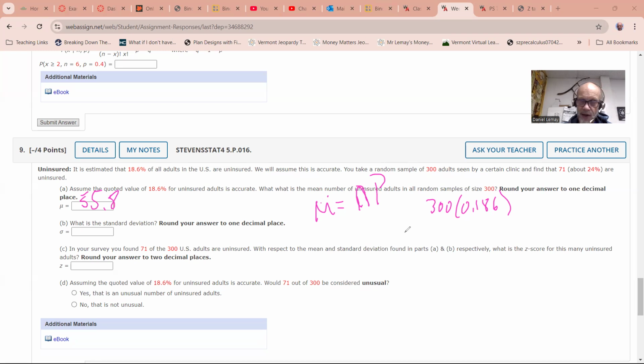And then you get the standard deviation. It's the square root of n times p times q, or 1 minus p. So we'll do 300 times 0.186, which we already have that answer, times 1 minus p, which I did earlier, got 0.814. And then I'll take the square root of that. I got 55.8 for the n times p. Now I'm going to times that by the 0.814 number. I got 45.4, and I'm going to take the square root of that. So I'm getting a standard deviation of, how many decimal places? One decimal place, 6.7.